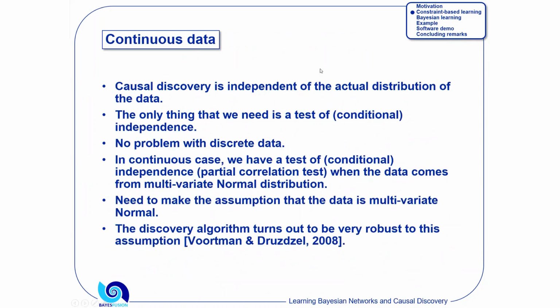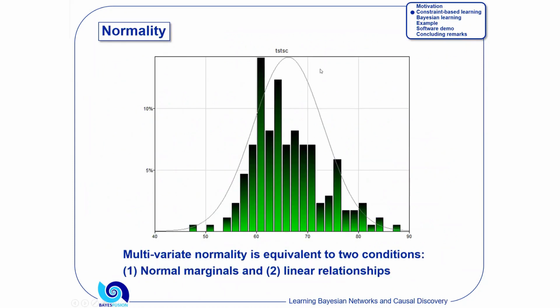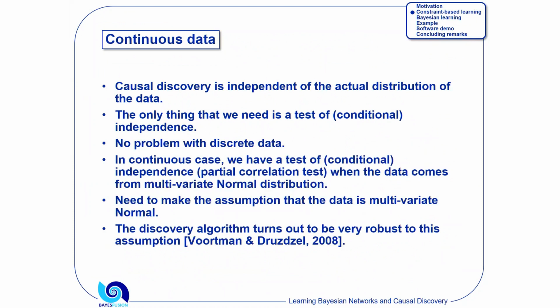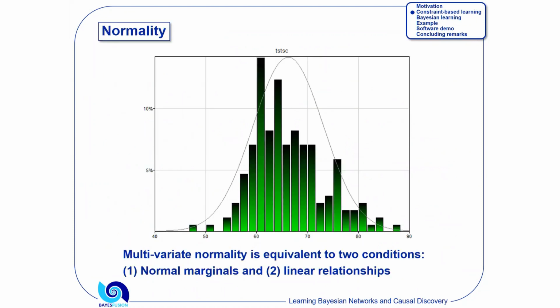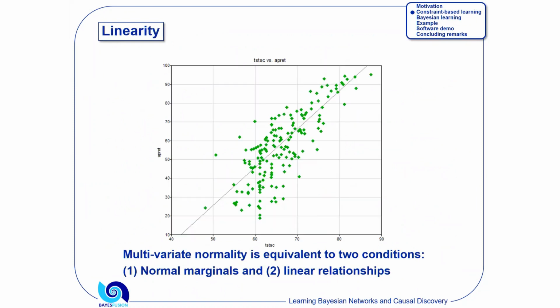Continuous data are not a problem at all. You just need to have an independence test. For continuous data, there is a very good independence test for the case of multivariate normal distribution. So you need to check all marginals, if they are normal, and all the relationships, are they linear? If they are more or less linear, you can apply those tests. With a mixture of continuous and discrete, the problem is that there are no classical tests of independence, so then you need to discretize the continuous data before learning.